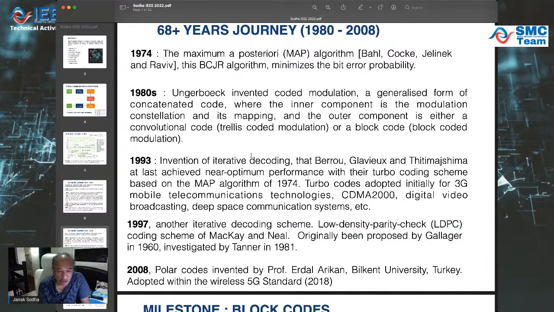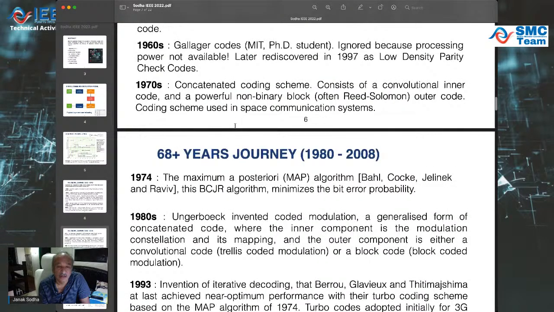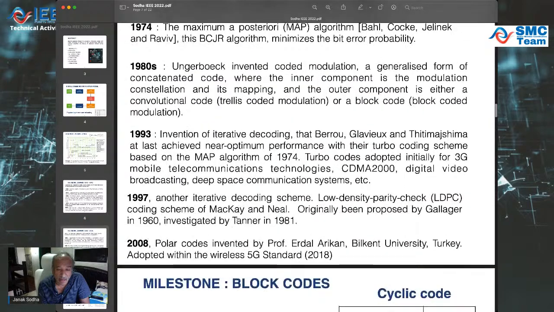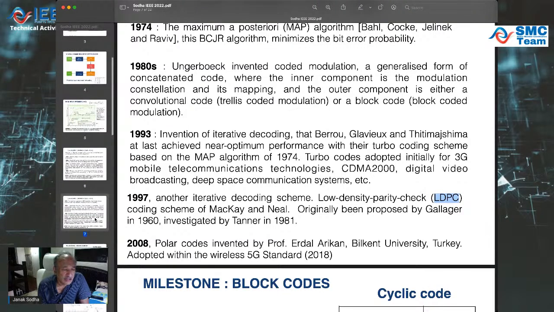These are convolutional codes. This is still the operation of iterative convolution. This was block code. So block codes made a comeback. And then the icing on the cake was very recent. Polar codes invented by Professor Arikan from Turkey, Bilkent University, and they've been adopted immediately within the 5G standard along with LDPC codes, and we will certainly look at both of these. Very elegant, very beautiful. Let's take a quick look.